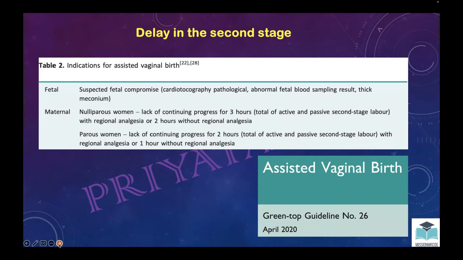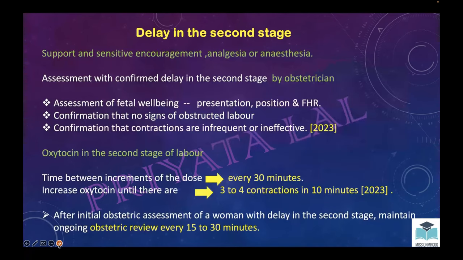Now, for delay in the second stage of labor: support, analgesia, anesthesia, review by the obstetrician. If the contractions are infrequent, then oxytocin is to be started. This part is the same as what we read in the guideline. And if delay is there, then obstetric review will be every 15 to 30 minutes. Okay, so this part is important.